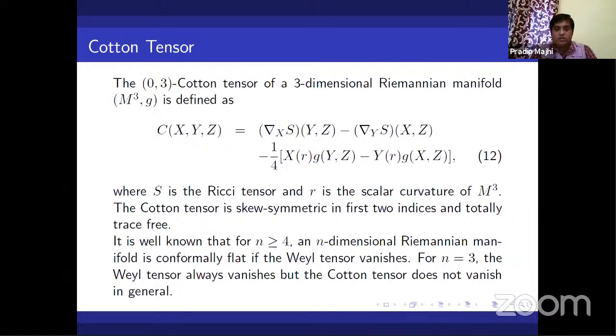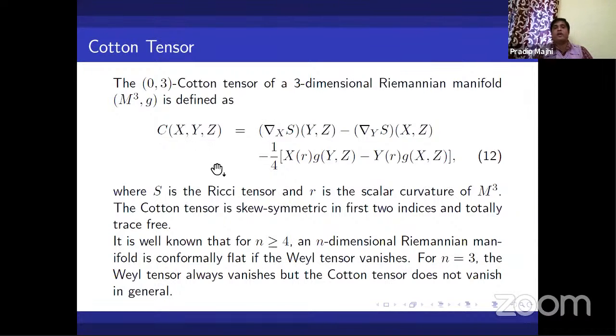The 0-3 type Cotton tensor of a three-dimensional Riemannian manifold is defined by this equation, equation 12. Here S is the 0-2 type Ricci tensor, and small r is the scalar curvature that we have already mentioned. It is known that the Cotton tensor is skew-symmetric with respect to the first two indices, that is x, y, and it is totally trace free.